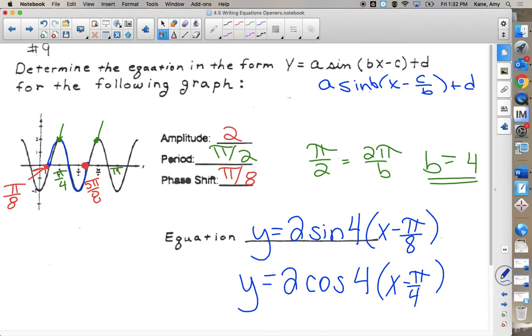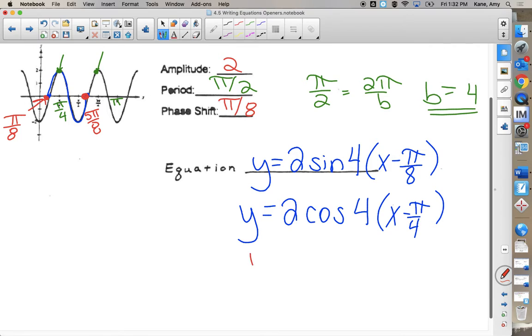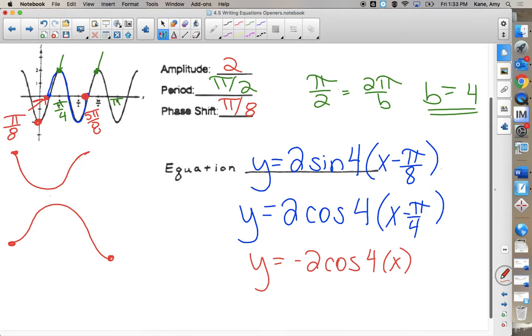Sure. Couldn't you just do y equals negative 2 cosine 4 and then just x? So another graph or equation could be negative 2 cosine 4 and then just x, because he's saying let's not have a phase shift and start it at the low point. So if cosine starts low and ends low, it's a negative cosine graph. If it starts high and ends high, it's a positive cosine graph.